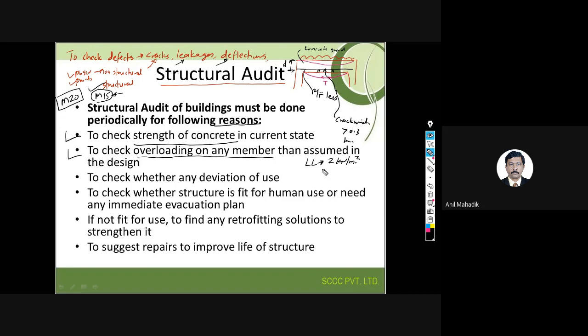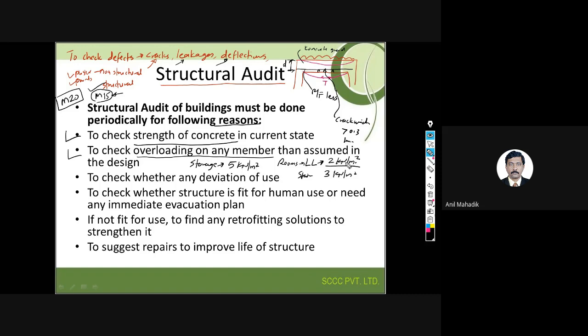Toilets, 2 kilonewton per square meter. In staircase, we take 3 kilonewton per square meter. In rooms, general rooms, I am talking residential rooms, live load is 2. Let's say somebody is converting that bedroom into storage room. Generally, storage load depends on what kind of storage is there, but generally the load is 5 kilonewton per square meter.